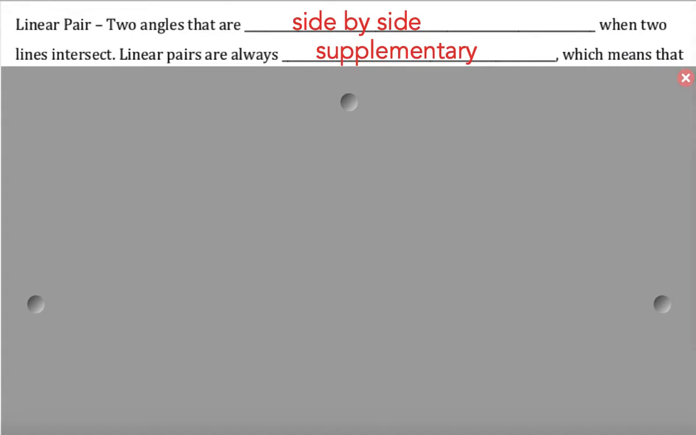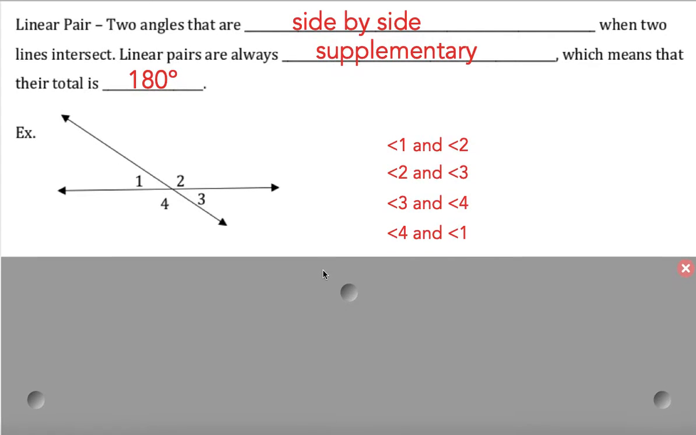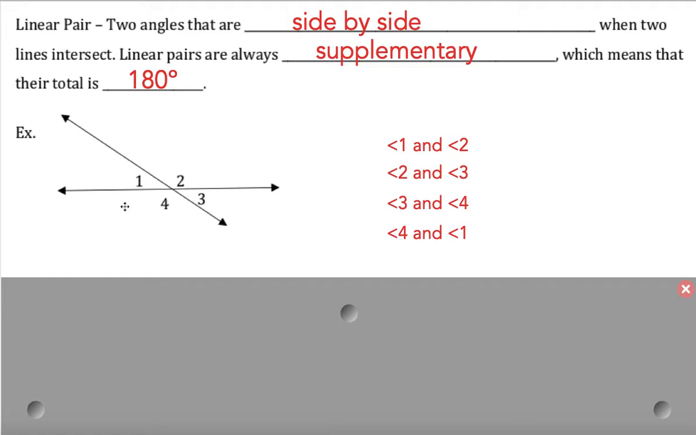The next angle pairs in this section are linear pairs. Linear pairs are two angles that are side by side when two lines intersect. Linear pairs are always supplementary, which means that their total is 180 degrees. In this picture here we have, again, two lines intersecting. In this image there are 4 linear pairs: 1 and 2, 2 and 3, 3 and 4, 4 and 1.